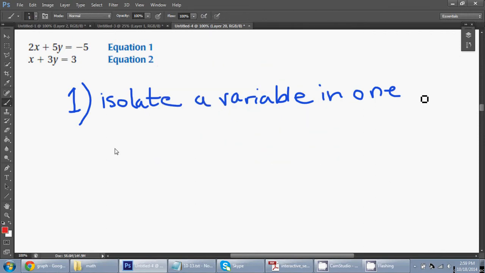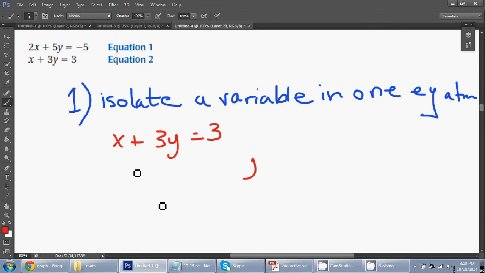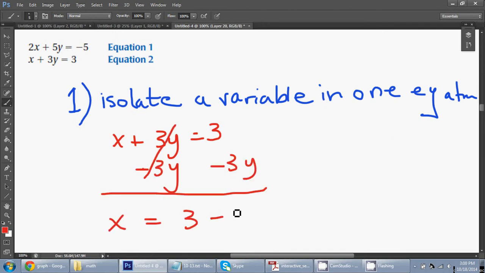We're going to use the second equation right here: x plus 3y is equal to 3. I'm going to move the 3y to the other side, so subtract 3y from both sides. Now I get the equation x is equal to 3 minus 3y. What I did here is I got the x alone. I isolated the x in the second equation.